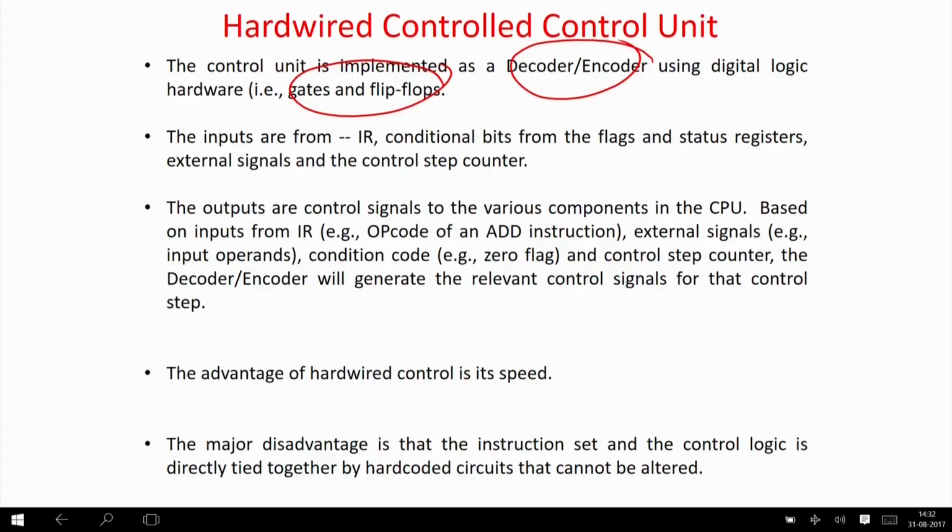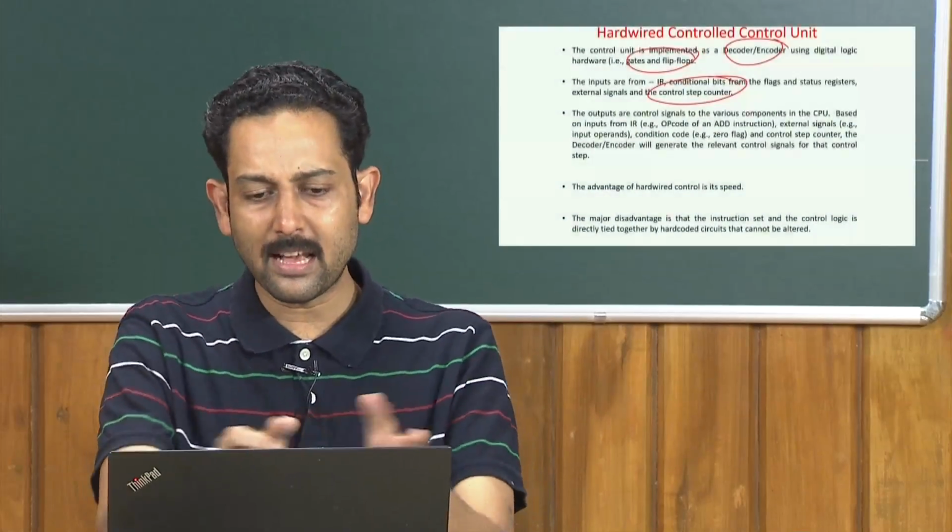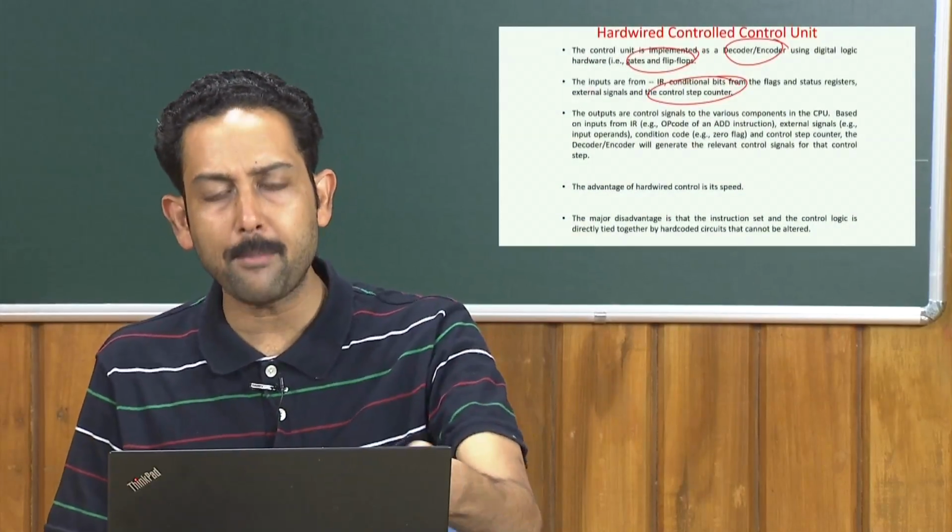As I am again repeating, the inputs are IR, condition bits, flags, status registers and basically your control step counter. Control step counter is nothing but the steps of the finite state machine. The outputs will be control signals which will be given to the different parts of the core like your ALU, memory read, etc. This is actually very straightforward, whatever I have discussed I have written in this slide, you can go through it.